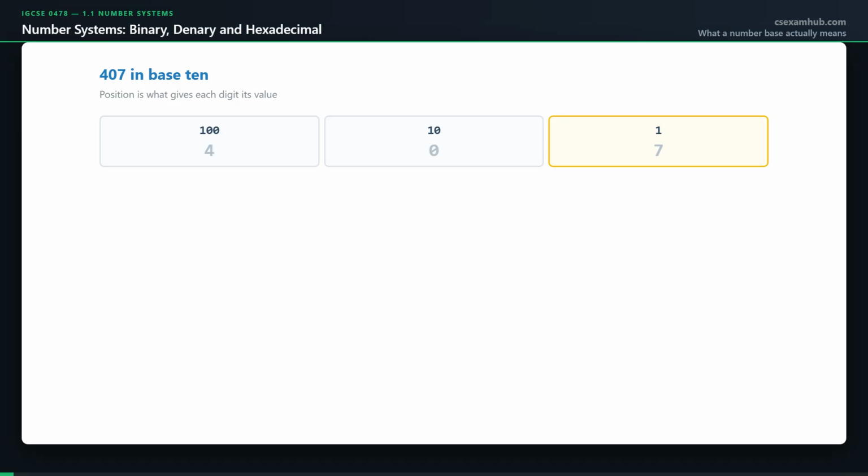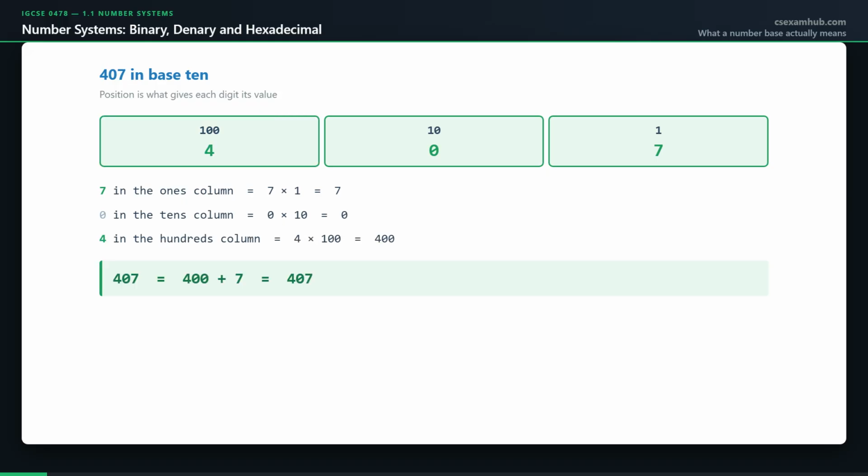Every number you have ever written down used a base, even though nobody told you at the time. When you write the number 407, you are using base 10, and the position of each digit tells you what it is worth. The 7 is worth 7 ones, the 0 is worth 0 tens, the 4 is worth 4 hundreds. That idea of position carrying value is the single most important thing in this whole topic. Because once you understand it for base 10, every other base works exactly the same way.